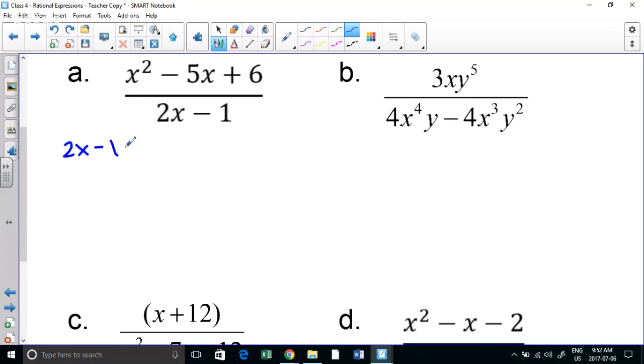What we do now is we just set this equal to 0. Solve. I'll bring this 1 over. And then I divide by 2.